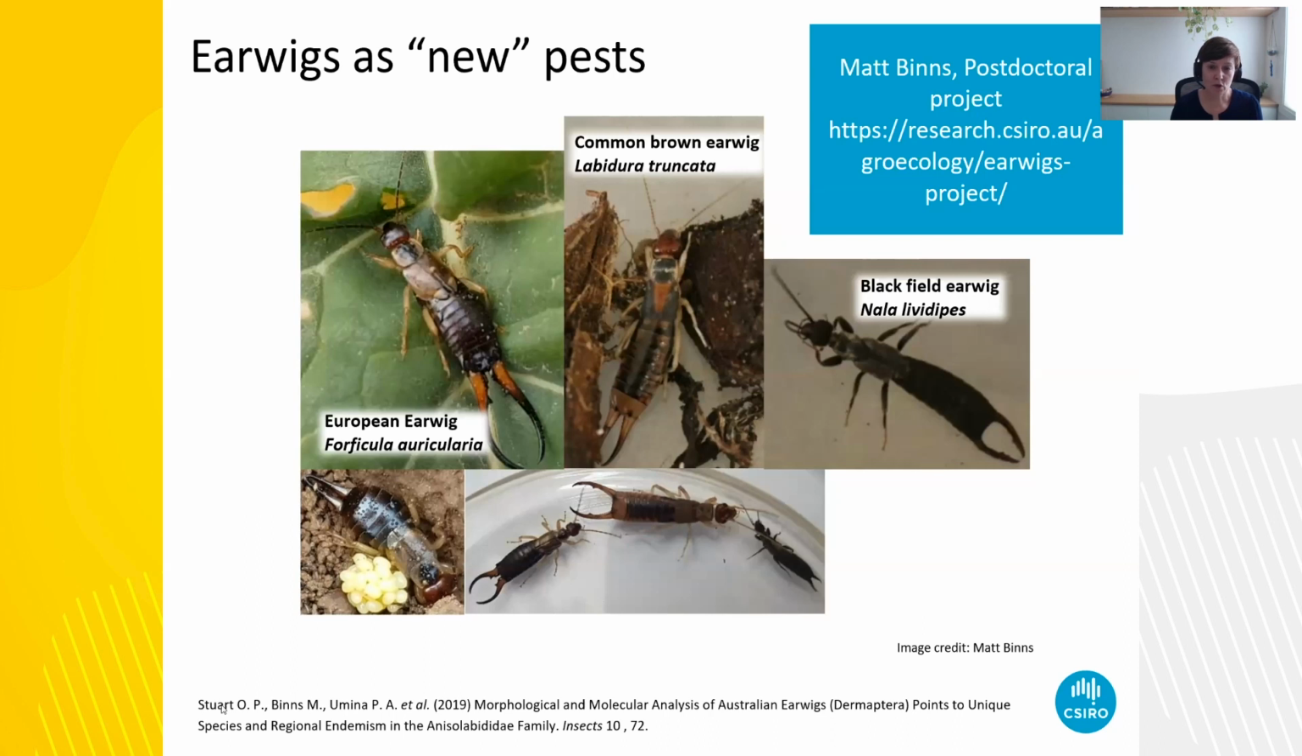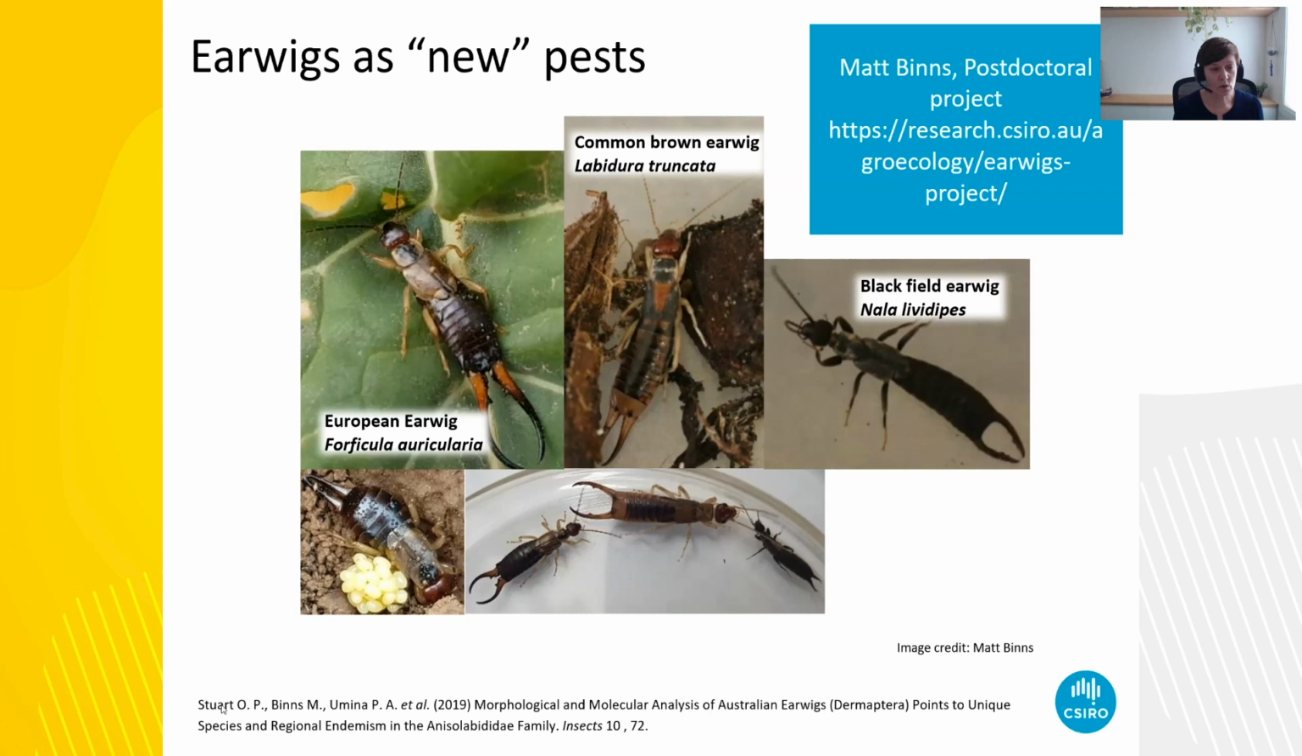And Matt Binns' postdoctoral project was really focused on trying to understand this problem more and develop some understanding of what are some of the factors that are impacting these potentially sporadic pest outbreaks. We now know there's about 10 species of earwigs that are present within grains fields, and they might be very hard for growers to tell apart. And the common brown earwig and the black field earwig, which are two native species, are unlikely to be causing damage to canola seedlings. It's very hard for us to get them to even consume canola seedlings in controlled microcosm trials. The European earwig is slightly different though.